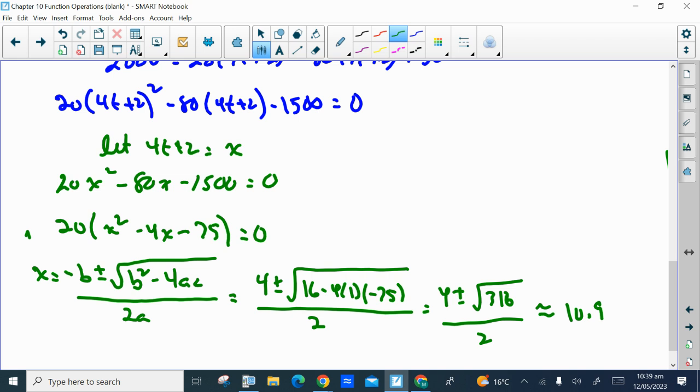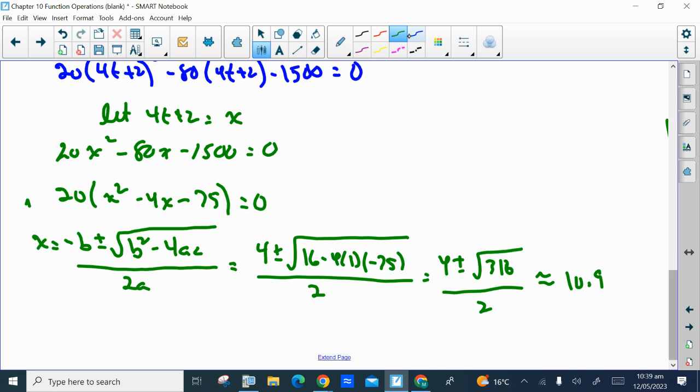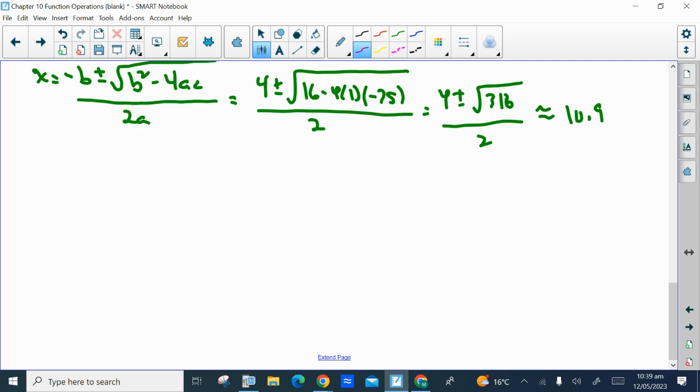That's an approximate value for x. But remember, x equals 4t plus 2. So we're going to put that back in. So now we can say 4t plus 2 equals that approximate value of 10.9. And we'll solve for t because that's what we want to know. What is the time t where the number of bacteria reach 2,000?